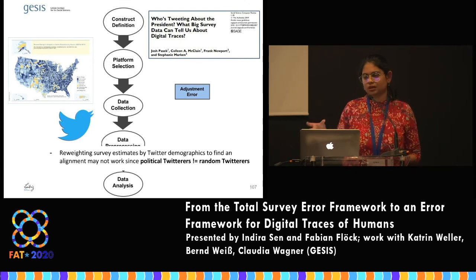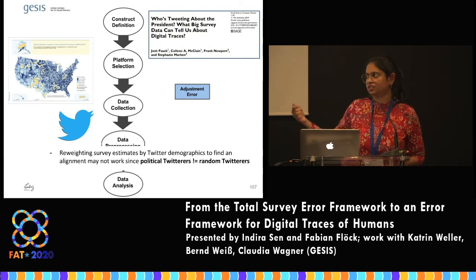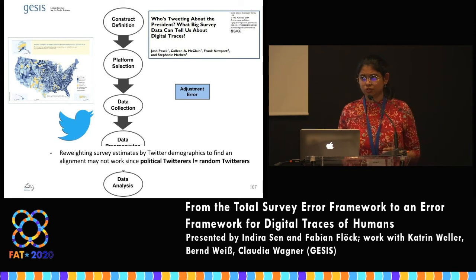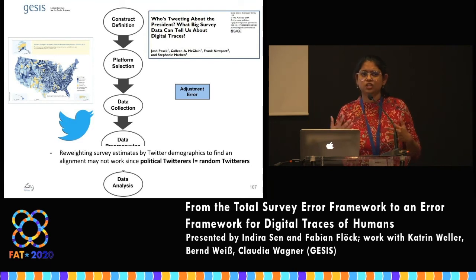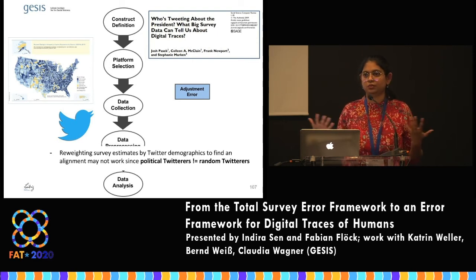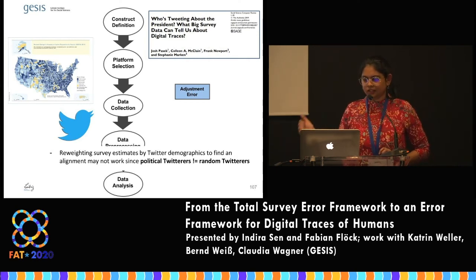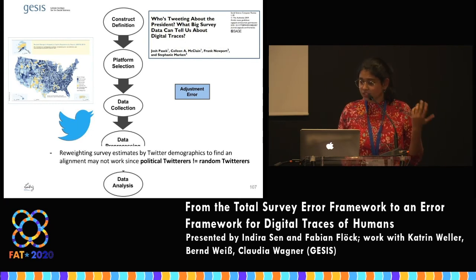Now there, the assumption is that Twitter's demographic makeup is the same as our sample's demographic makeup, which might not be true, because when we used particular queries such as Trump, people who use the keyword Trump may not be the same people as who use Twitter as a whole. They could be more politically vocal. There's a higher chance that they are probably minorities. That assumption might then lead to adjustment error. So again, that's the total error framework for digital traces of humans.